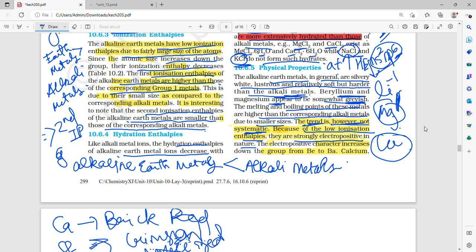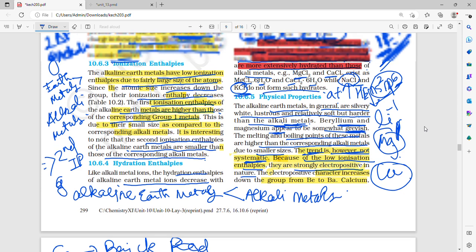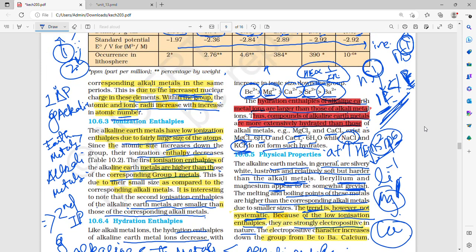Hydration enthalpy, again the same: as the ionic or atomic radii increase, hydration enthalpy decreases. Therefore as we go down the group, the hydration enthalpy decreases considerably, and hence the highest hydration enthalpy is of beryllium, which is of the smallest size. It is greater than that of magnesium, greater than that of calcium, greater than strontium, greater than barium.